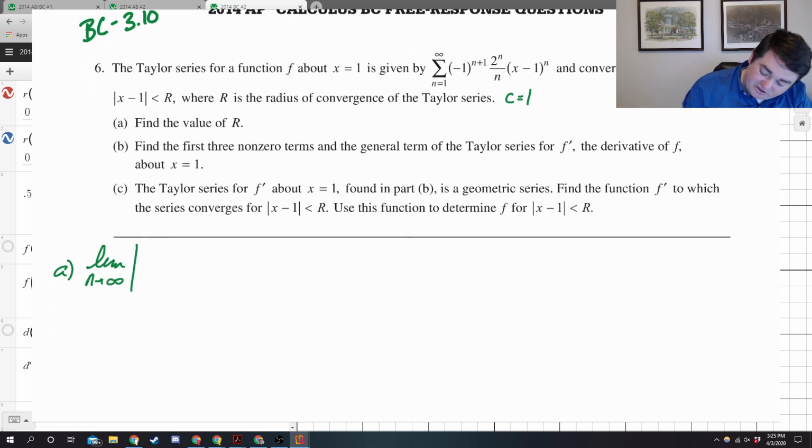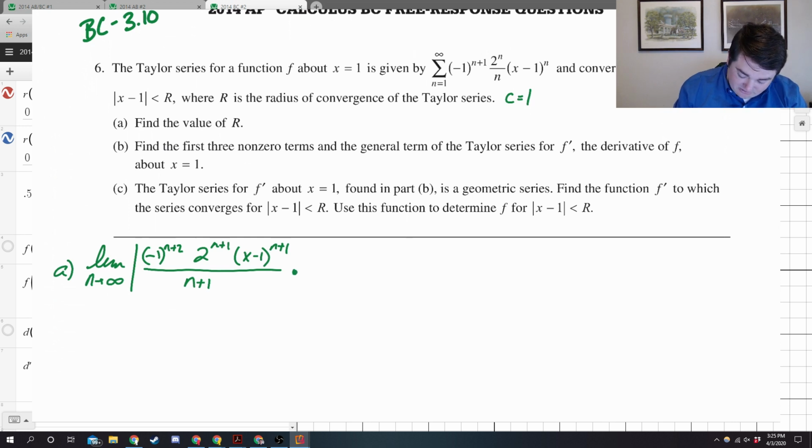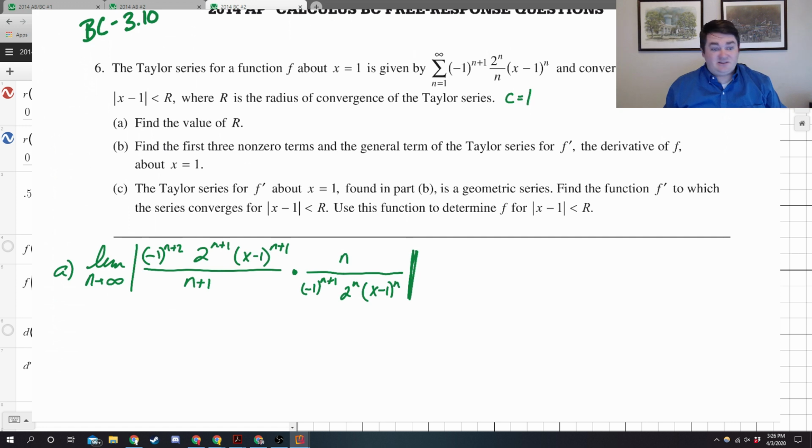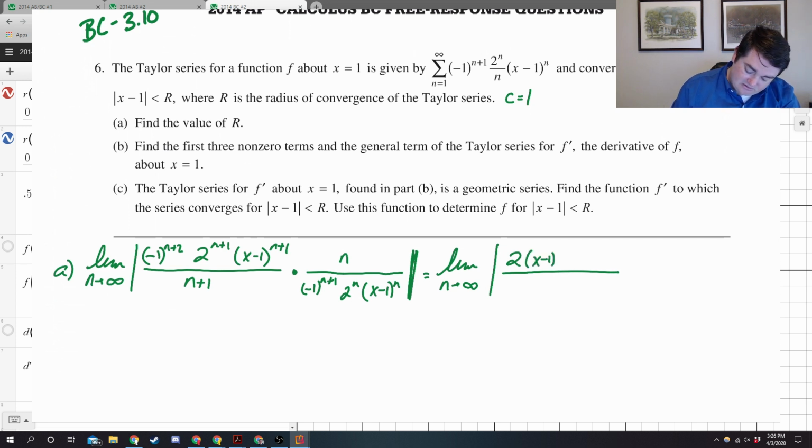as n goes to infinity of the absolute value of the n plus first term, that would be negative 1 to the n plus 2 times 2 to the n plus 1 times x minus 1 to the n plus 1 over n plus 1, divided by the nth term. We're going to flip and multiply. So times n over negative 1 to the n plus 1, 2 to the n, x minus 1 to the n. And with the ratio test, we expect lots of cancellation. First of all, the alternating parts go away. Absolute value takes care of them. Where do I have more 2's? I have more 2's on top. I have n plus 1 2's on top and n 2's on the bottom. So I'm left with a 2 in the numerator. I'm left with an x minus 1 in the numerator, times n over n plus 1.